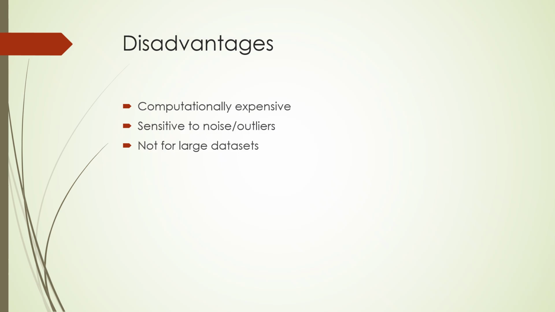Disadvantages: time and space complexity, not scalable to very large datasets, sensitive to noise and outliers, specifically with complete linkage. It is a greedy algorithm: once a merge is done, it cannot be undone. Hard to parallelize, unlike k-means, which is easier to scale.